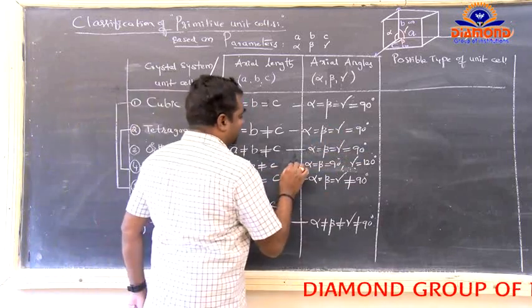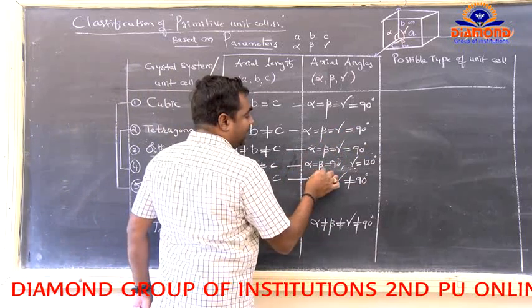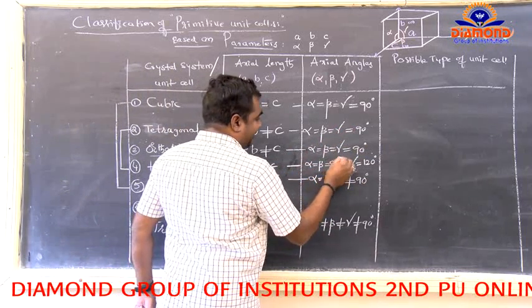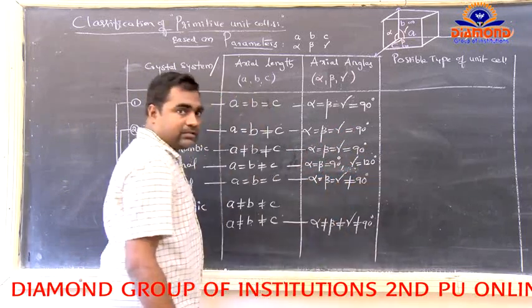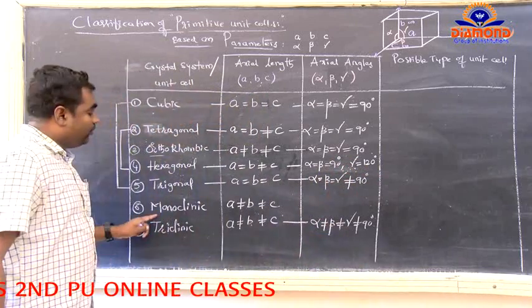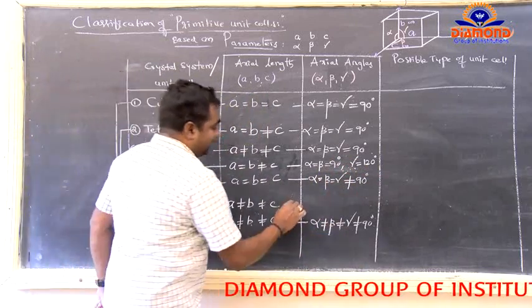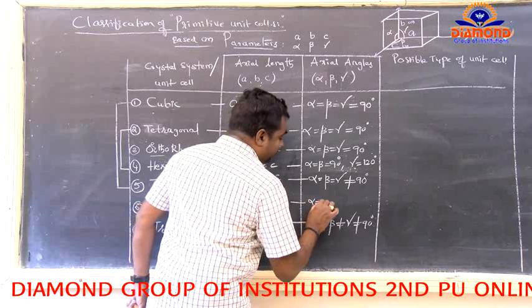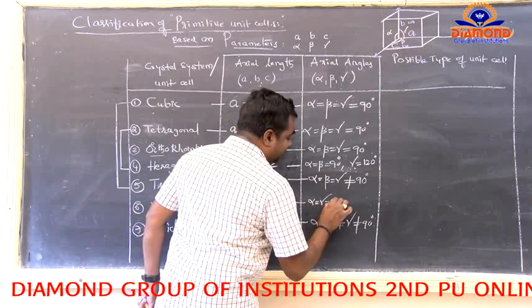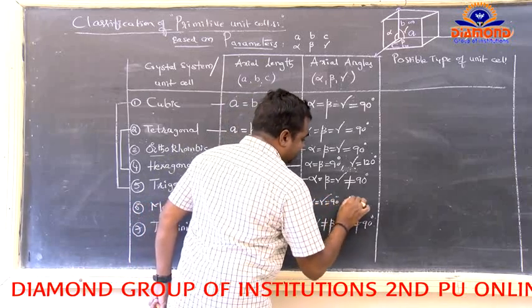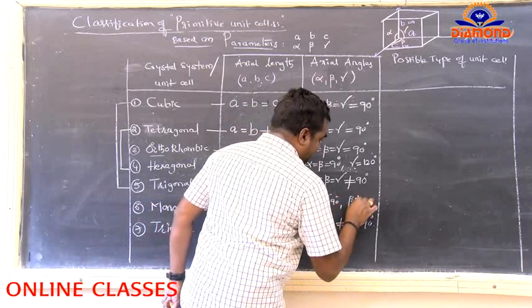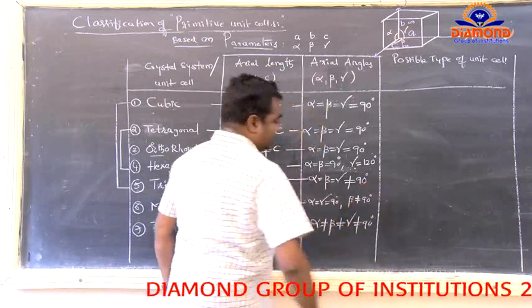So here, what are they? Alpha is equal to beta is equal to 90 degrees, whereas gamma is equal to 120 degrees. What about the monoclinic? Here alpha is equal to gamma, that is equal to 90 degrees, whereas the remaining angle beta is not equal to 90 degrees.